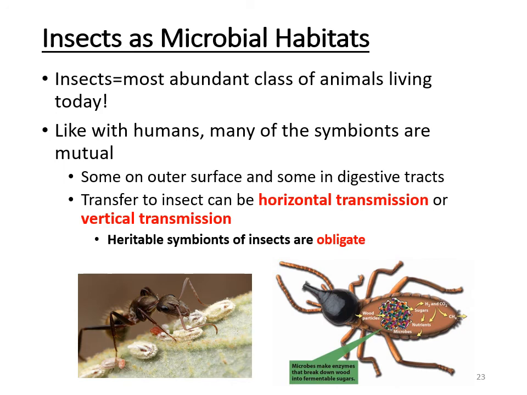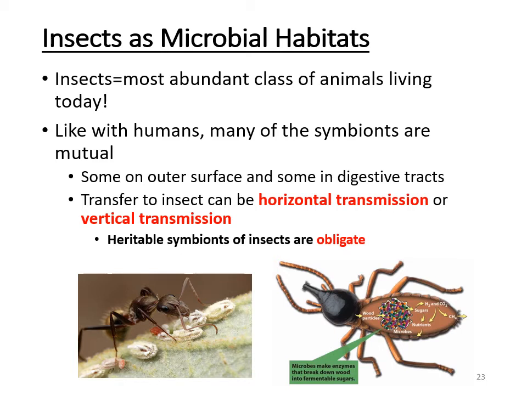Now, humans and animals are not the only ones that can house microbes. Insects can as well. And what's interesting to point out is that insects are the most abundant class of animals living today. They're all over the place, right? And I find that little guy on here kind of cute, both of them. What's interesting is that in a lot of the cases, the microbes that are living within or on insects, it's a mutual relationship, just like with our symbiotes that are helping us digest and whatnot.